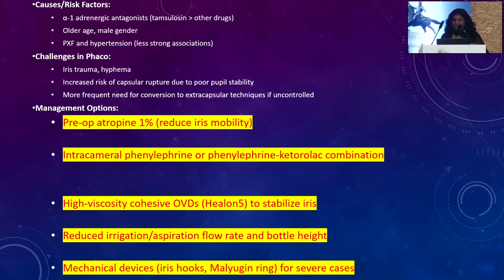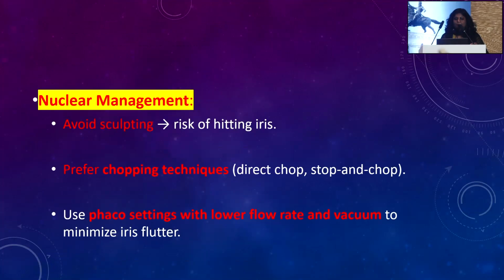Coming to the mechanical devices, iris hooks and Malyugin rings for the severe cases. Coming to nuclear management, you can avoid sculpting, as it is a risk for hitting the iris, and prefer chopping techniques. Use phaco settings with lower flow rate and vacuum to minimize iris flutter.